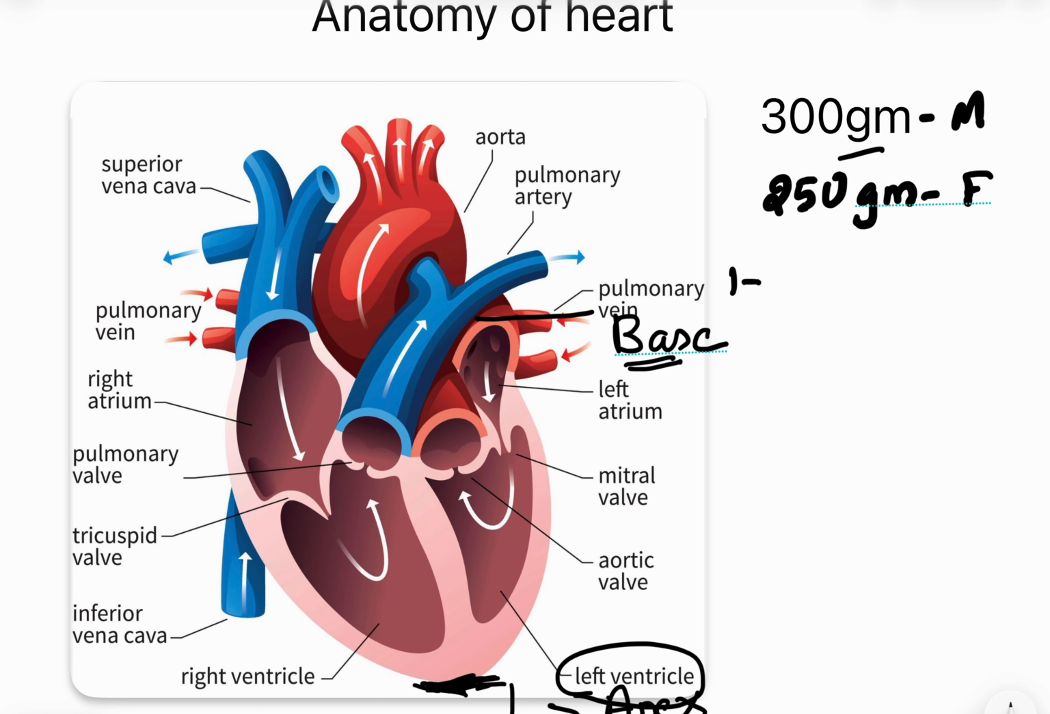Whenever we talk about something, for example a mug or a bottle, we say this is the base and this is the top part. But for heart, it is not like that. The heart rests on its apex. The apex of the heart comes in the fifth intercostal area. Intercostal area means the space between the ribs of our chest. And the base of the heart comes in the second intercostal space.